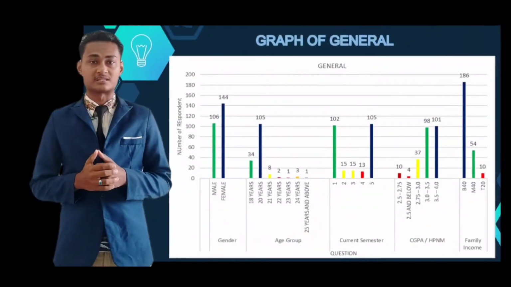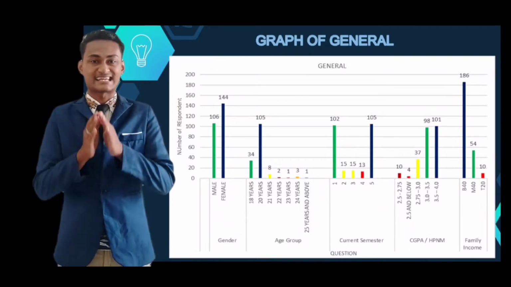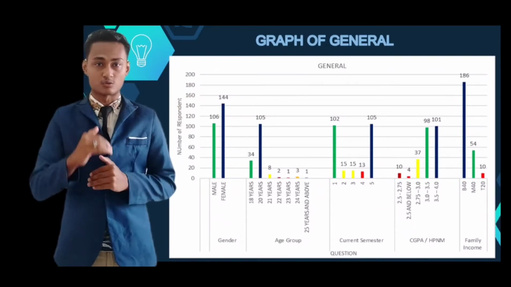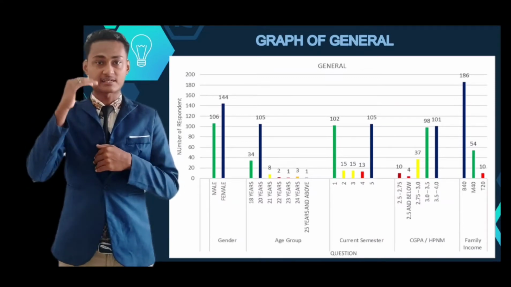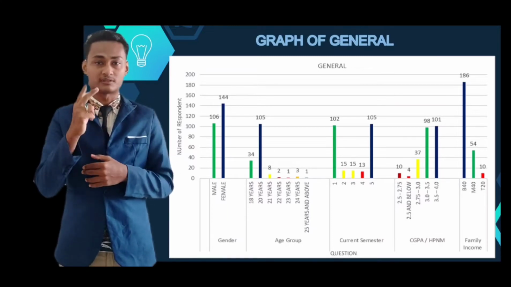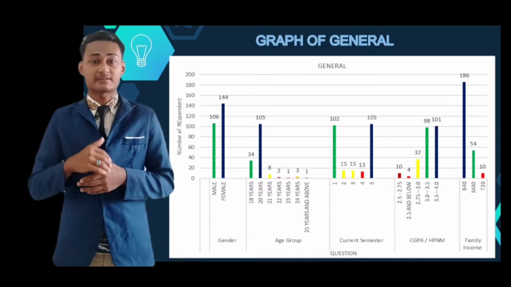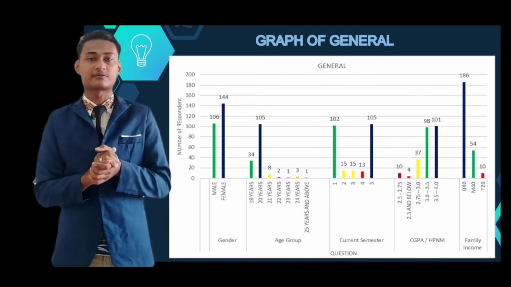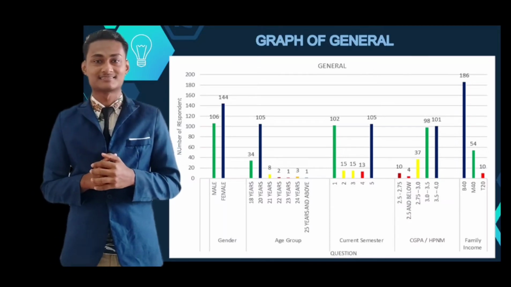Based on the graph on gender, 154 respondents are female, which is the highest. Next, 106 respondents are male, which is the lowest. This difference shows 15.2% between the highest and lowest. Based on the graph, respondents aged 20 years are the highest. Next, respondents aged 23 and 25 and above are the lowest. So the difference between the highest and lowest is 41.6%.